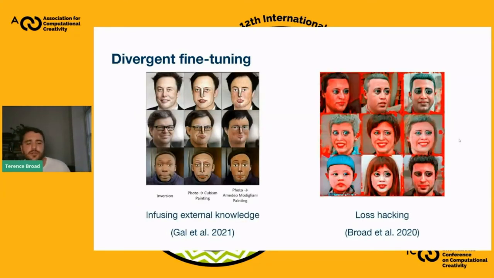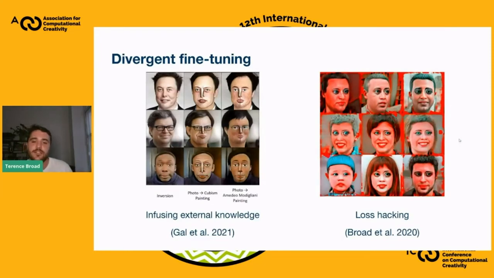The other two are infusing external knowledge. There was a project called the StyleGAN-NADA framework, where Gal and others fine-tuned a pre-trained model with CLIP. People would have text in, get a text embedding, so you could start from faces and say, I want these faces to look like cubist paintings, and then it would change the weight parameters such that everything it generated were faces that had the aspects of cubist painting.